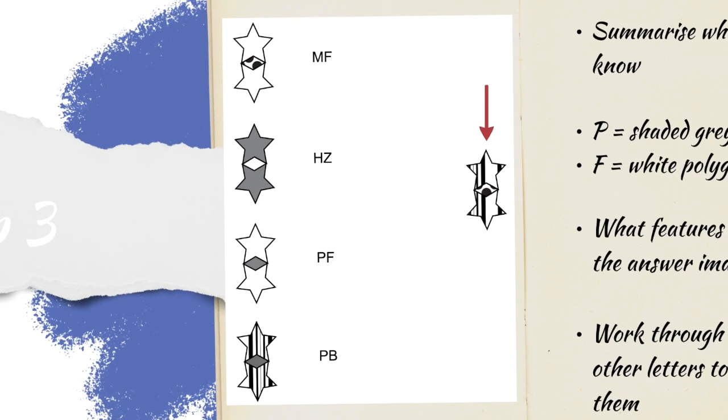So, looking at our image, we can see that we've got a spotted diamond, and we can also see that we have a striped polygon. We've already eliminated P and F, as we know what features they represent. So let's look at the bottom image. We can see that B has to represent a striped polygon, since P represents the shaded diamond. Looking at the top image, we know that F represents a white polygon, therefore we know that M must represent a spotted diamond.